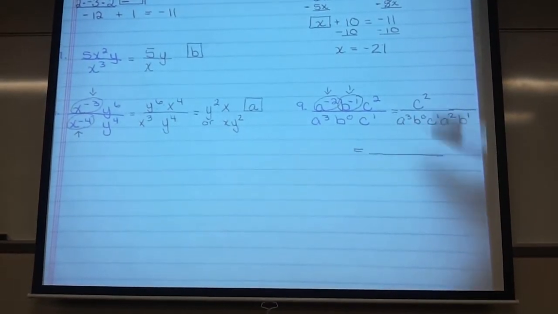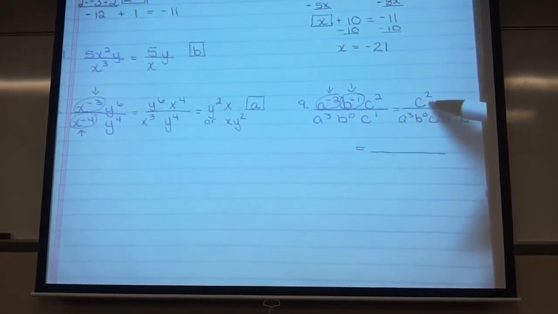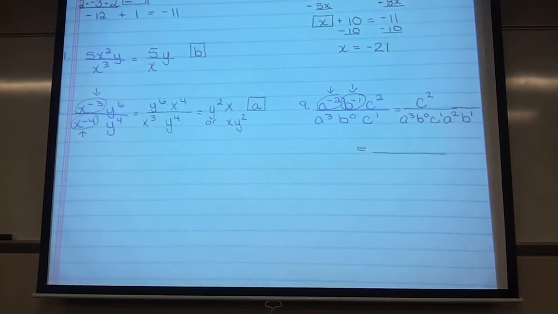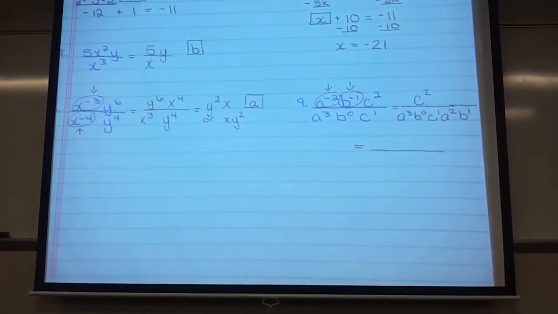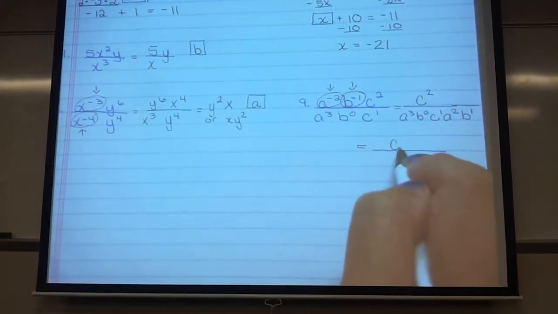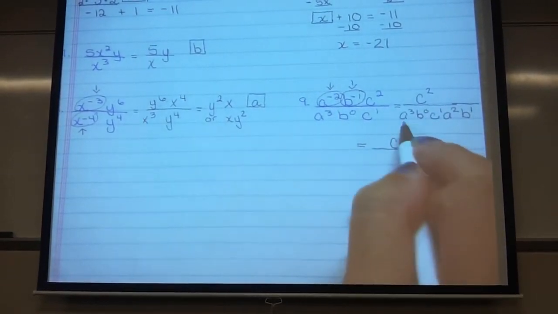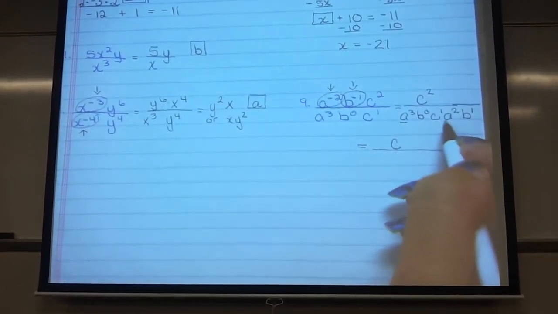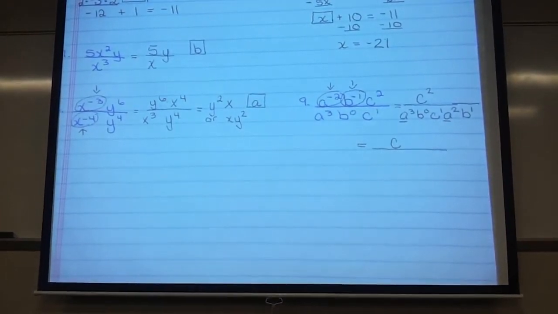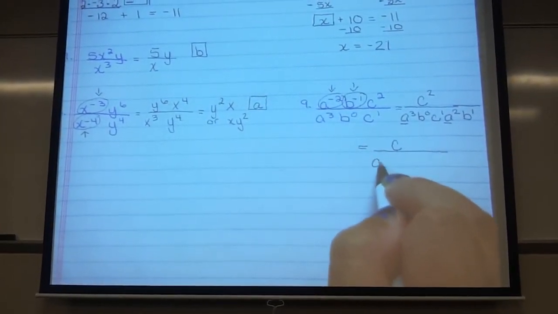So let's see here. With the C's, I've got C2 on top, C1 on bottom. Where do you have more C's at? Top. On top. And how many more? 1. Just one, so you could leave it as C. Then on the bottom, I've got A3 and A2. They're both on the bottom. So how many would you have altogether?